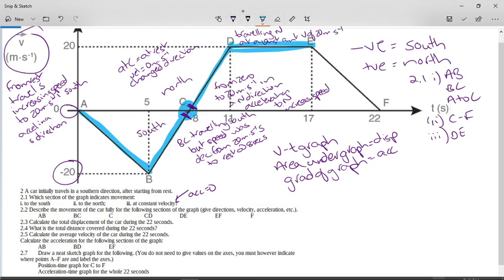Then finally it says to you, what's going on between E and F. So describe what's going on between E and F. You are slowing down from 20 meters per second to 0, but traveling north. While traveling north, so you are slowing down in a northerly direction.